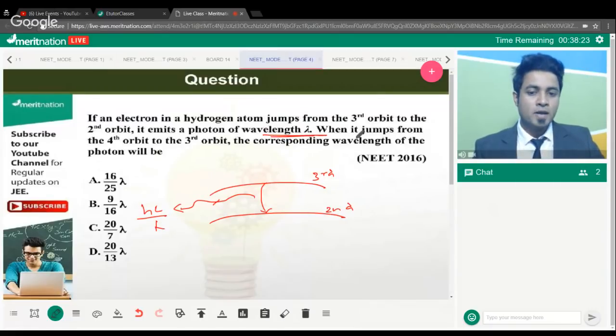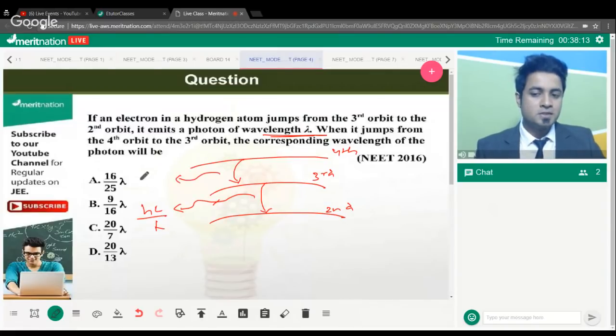When it jumps from the fourth to the third orbit, suppose there is a fourth orbit here and it is jumping from fourth to third, in that case we need to represent the wavelength as lambda dash. So we need to represent lambda dash in terms of lambda, that's all. So how would you take it?